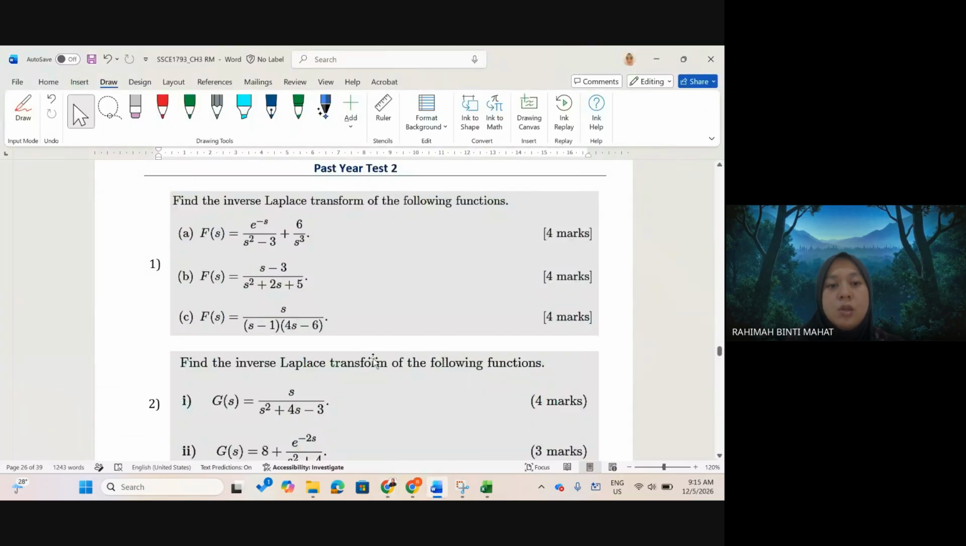Okay, this one. So find the inverse Laplace of the following function. Exponent negative s over s squared. Please try number 1, okay? Please try number 1.